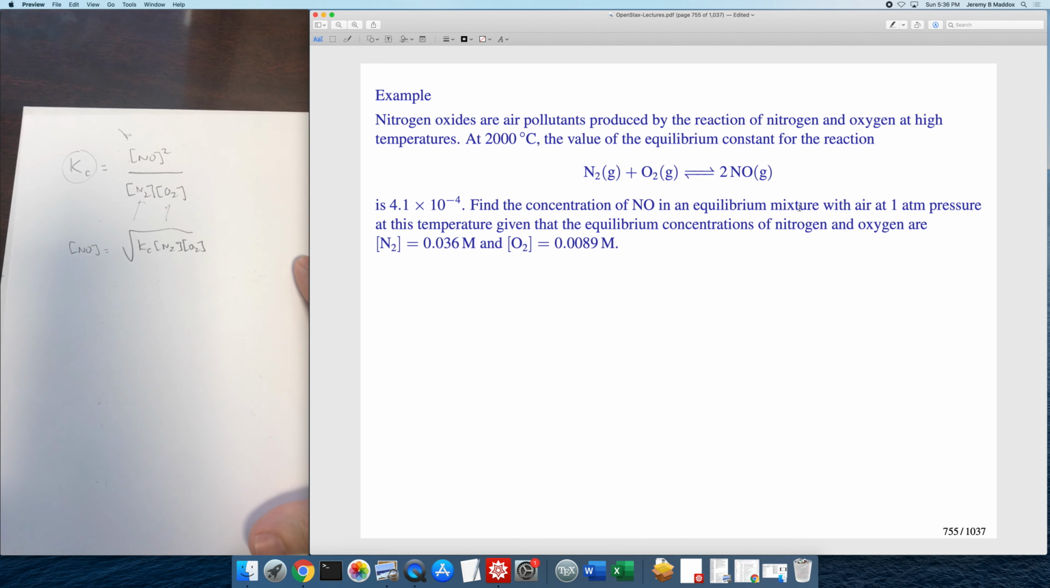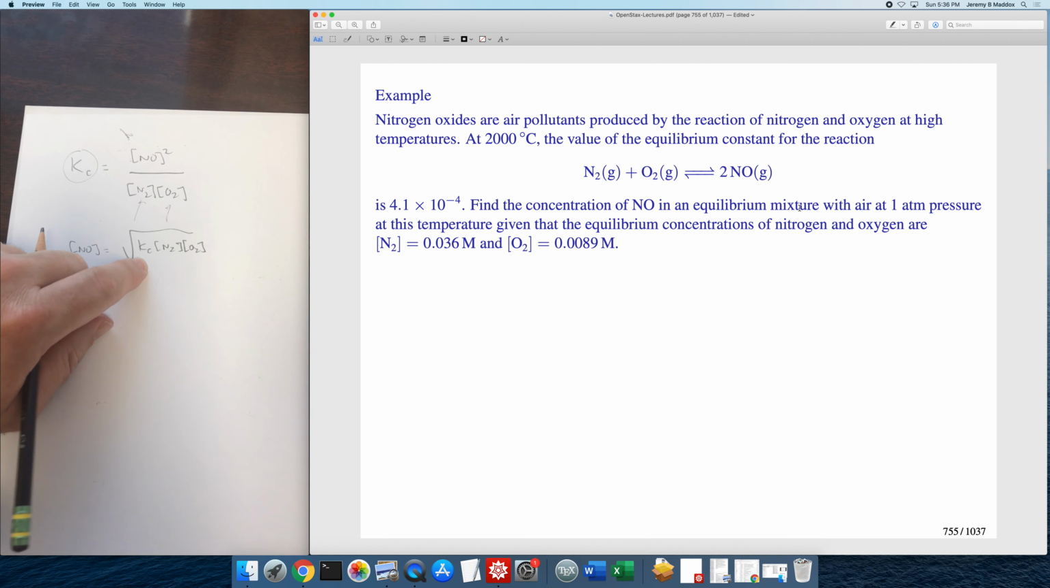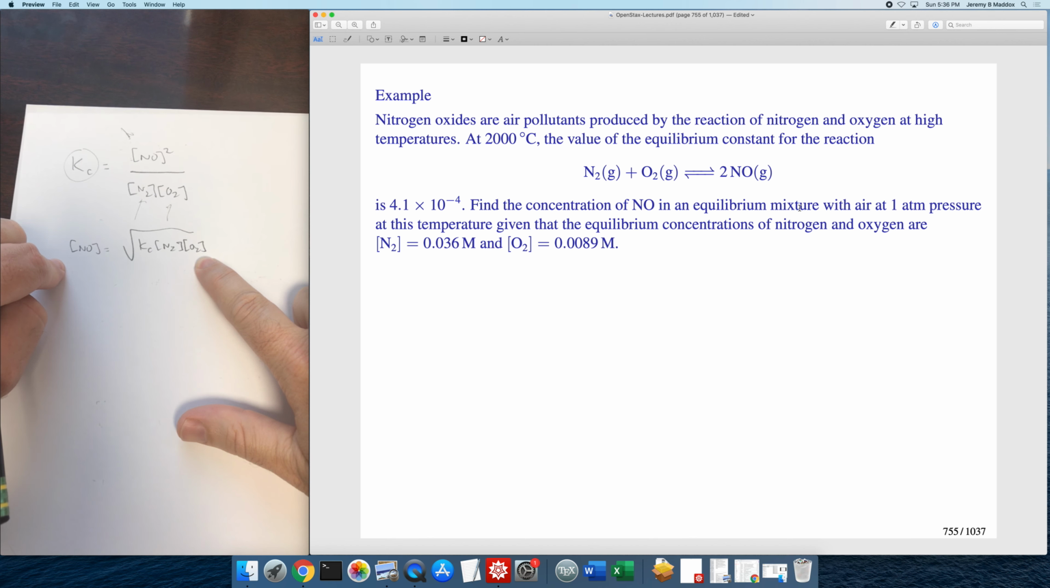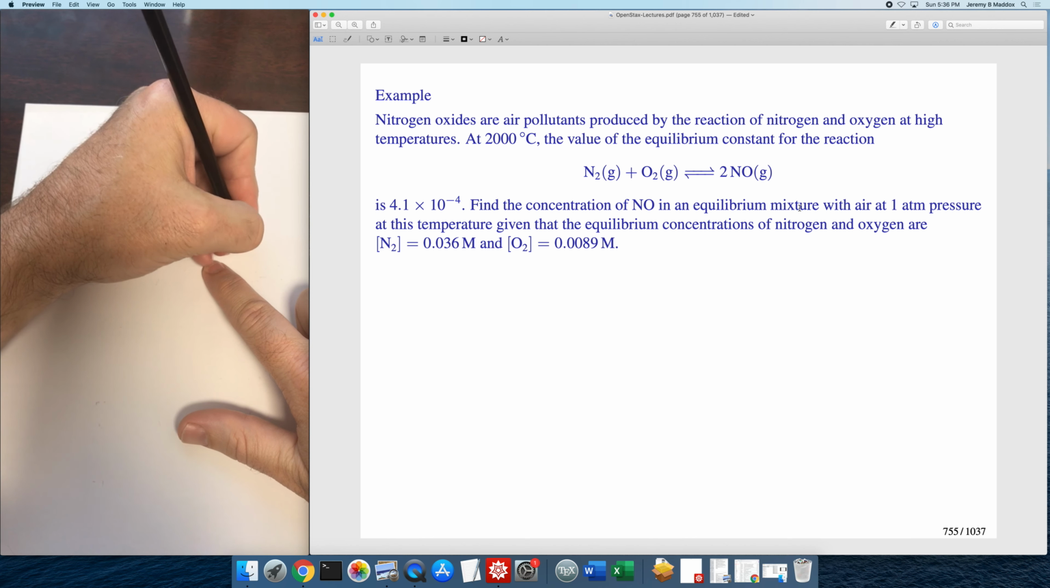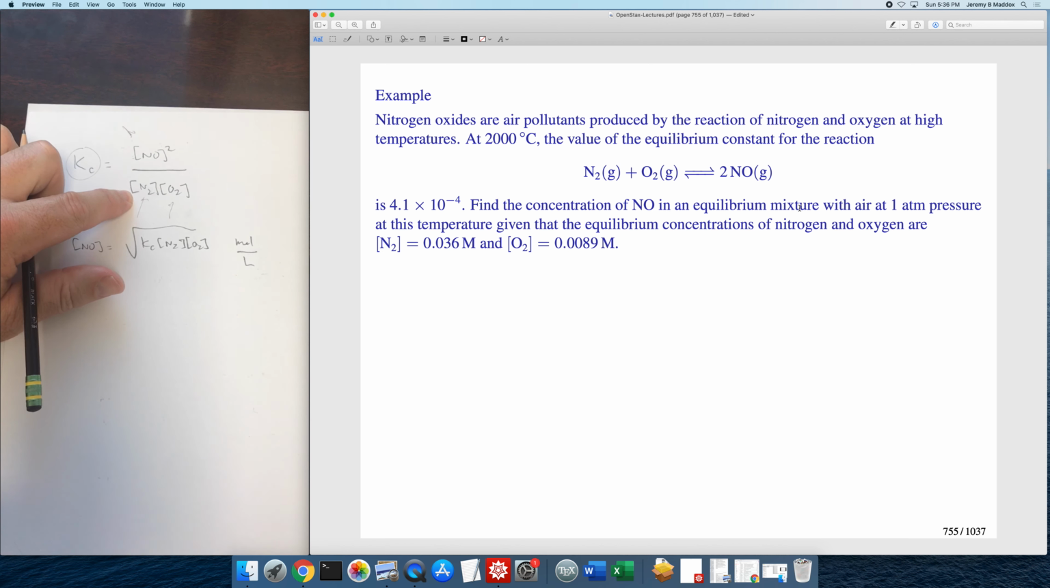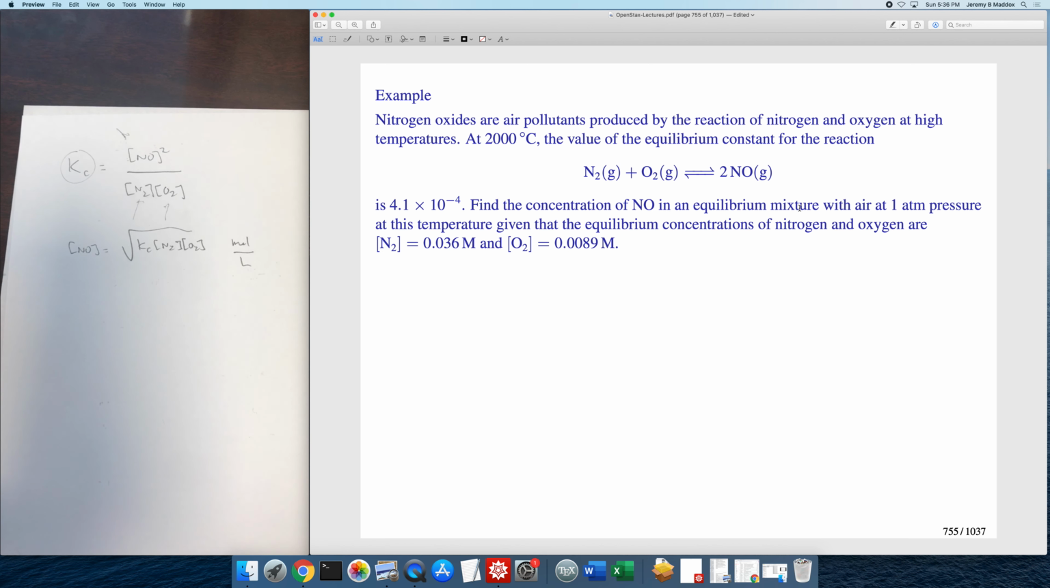And I think I've worked a problem very similar to this in a previous video. You just take the value for Kc, plug it in. You take the 2 concentrations, plug those in, take the square root. It's going to give you the concentration of nitrogen monoxide in moles per liter. Okay, so this is using the equilibrium constant and equilibrium concentrations to find an unknown equilibrium concentration.